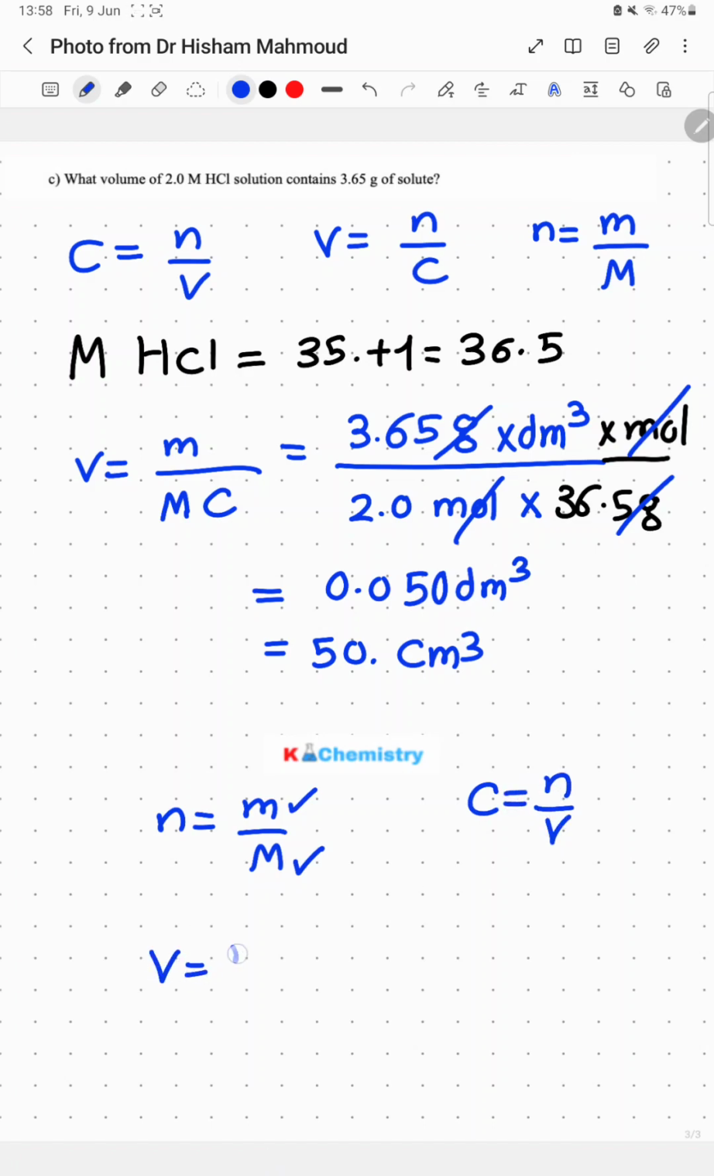So volume is equal to number of moles over concentration, and number of moles is equal to mass over molar mass. So put the concentration here. So mass over molar mass over C: the 3.65 grams is the mass, and the molar mass is, we put this one already, 36.5 grams per mole, and I have the concentration, that's 2 moles per decimeter cube. So cancel the grams with grams, the moles with moles, and find 0.050 decimeter cube, which we can also get in centimeter cube, that's 50 centimeter cube.